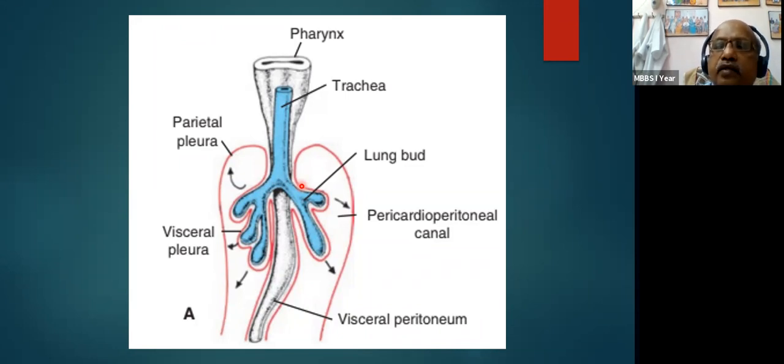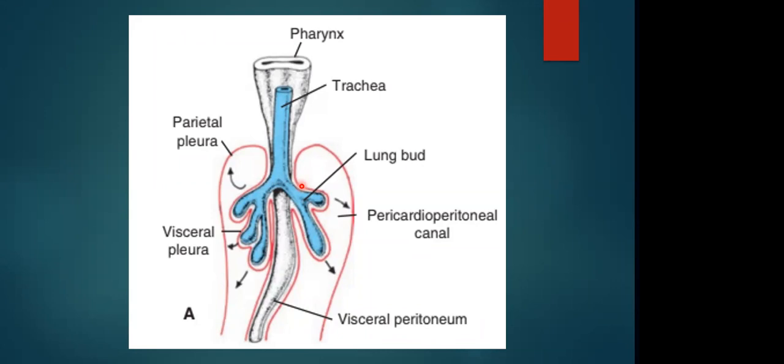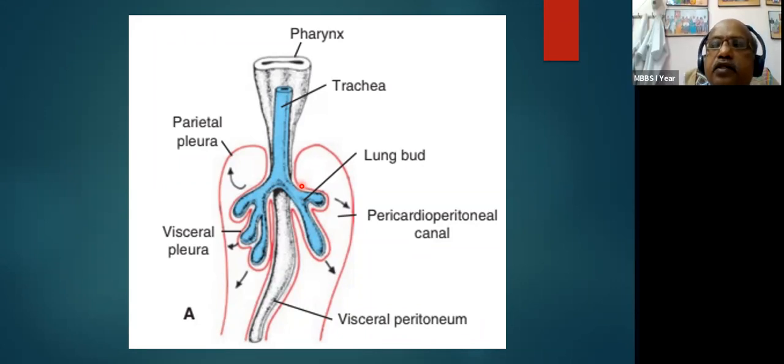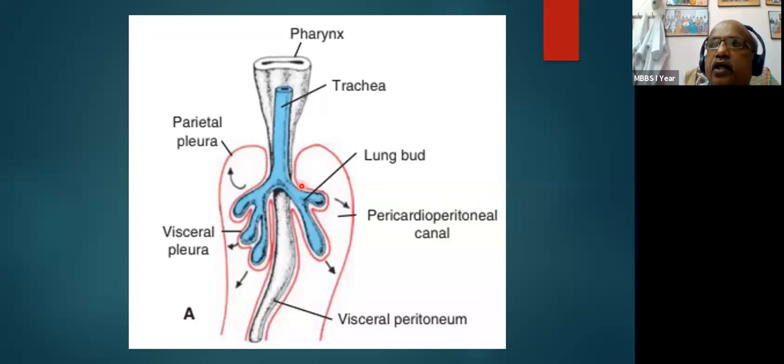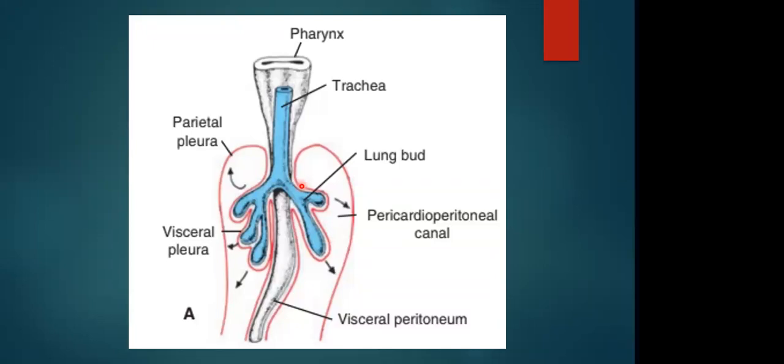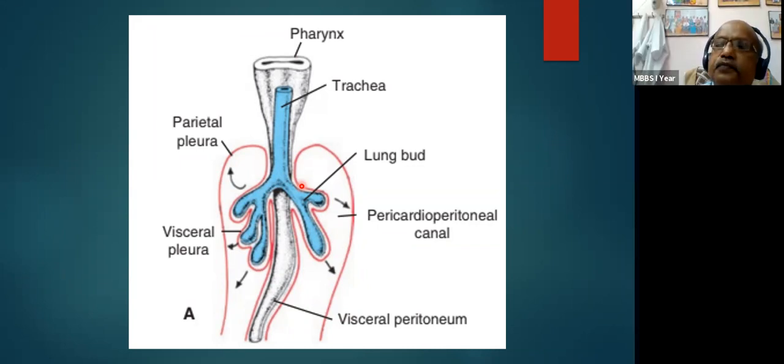Which is sensitive to pain? Which pleura is sensitive to pain, whether parietal or visceral? Parietal. Parietal only is sensitive to pain. Your visceral pleura is not sensitive to pain. For the visceral pleura, the nerve supply, arterial supply, venous drainage and lymphatic drainage will be similar to the lung. It is different for your parietal pleura. It is similar to your body wall. So that is the basic thing. In case of pericardium and peritoneum, also the same thing.